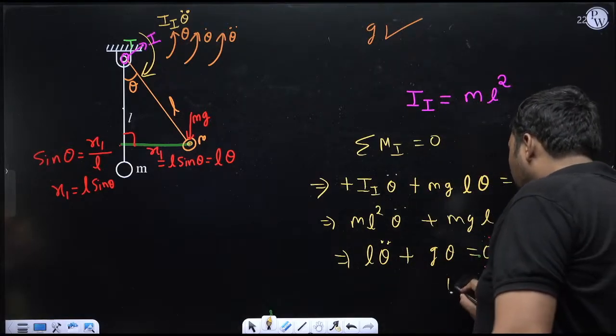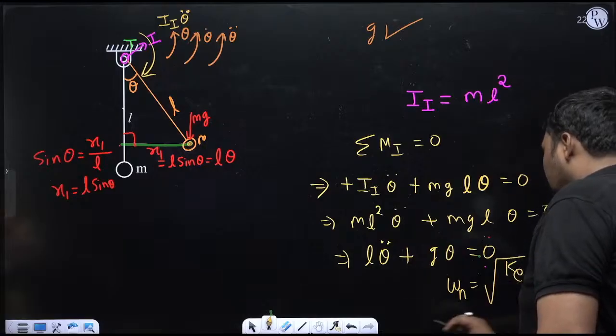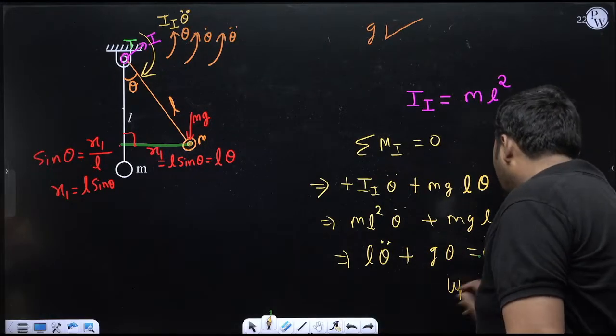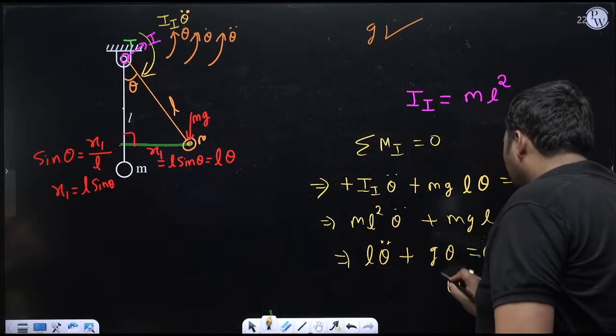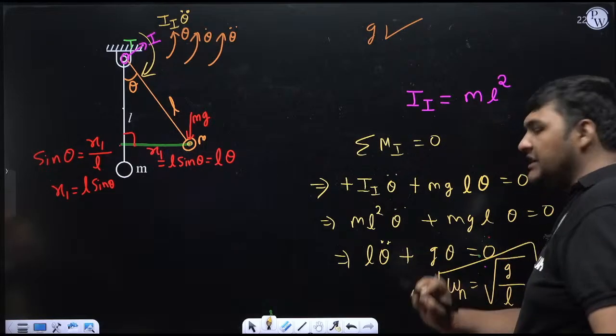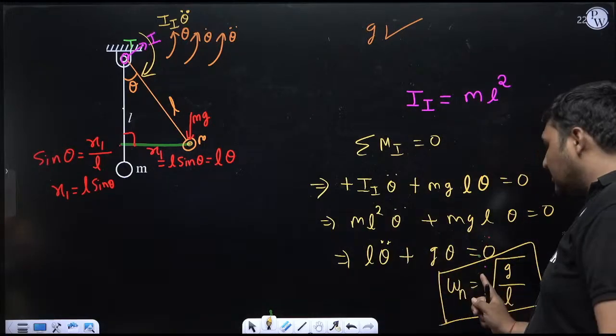Here the coefficient of theta, which is G, will be Ke. So omega n is root over Ke by M. Ke is G. What about M? M is the coefficient of double dot, which is M. So this is the natural frequency of the system in radian per second. Even if you are taking this as K, this as M, you will get the same equation.